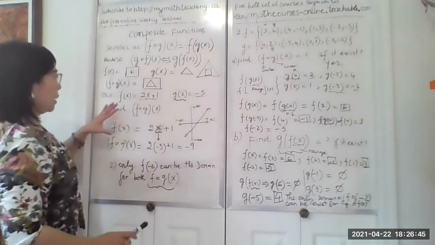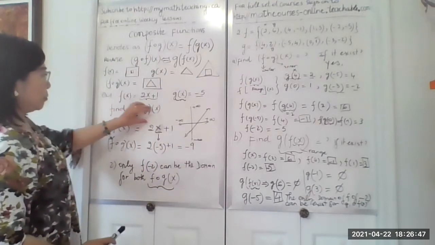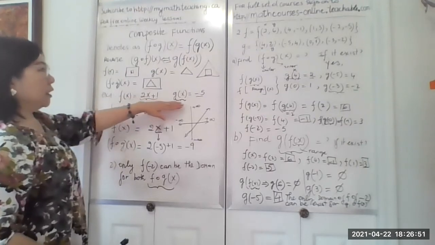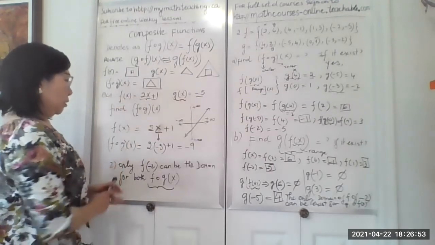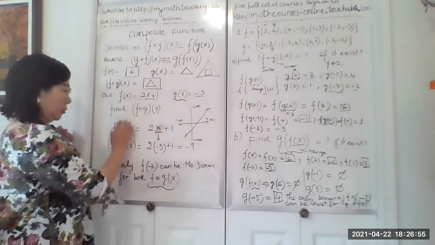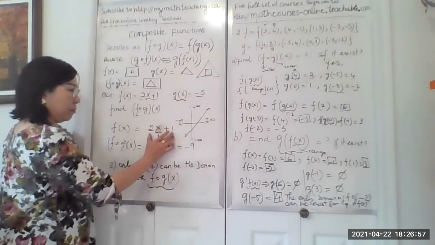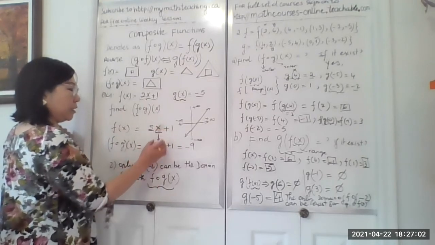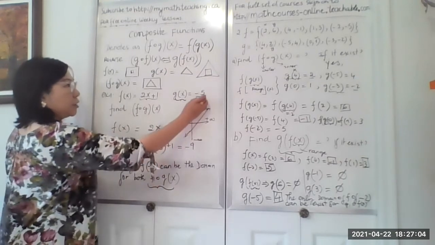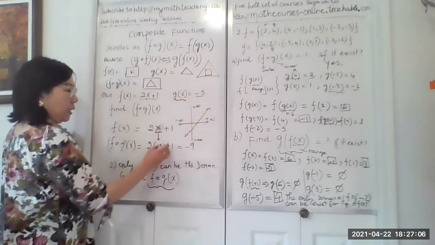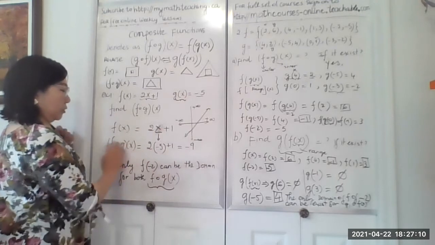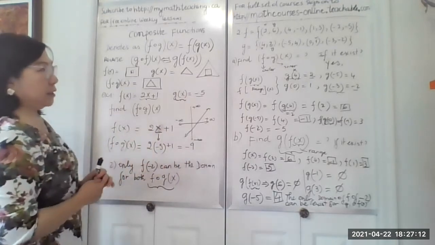So we went through how to find f of g of x, given the function f of x equal to 2x plus 1 and g of x equal to minus 5. All we do is follow the format of the outer function, and whatever x is here, we substitute it by the value of g of x. So 2 times minus 5 plus 1 equals minus 9. That is how we calculate it.